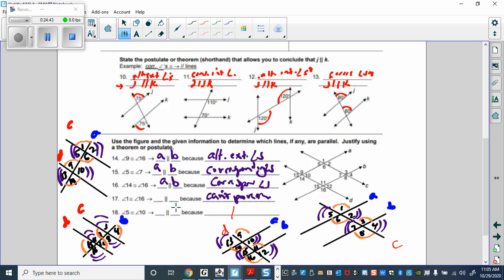Angle 5 and 10, that's A, C, and D. So C and D and A. 5 and 10 are alternate interior. Therefore, C is parallel to D. The only one we couldn't prove is 17.